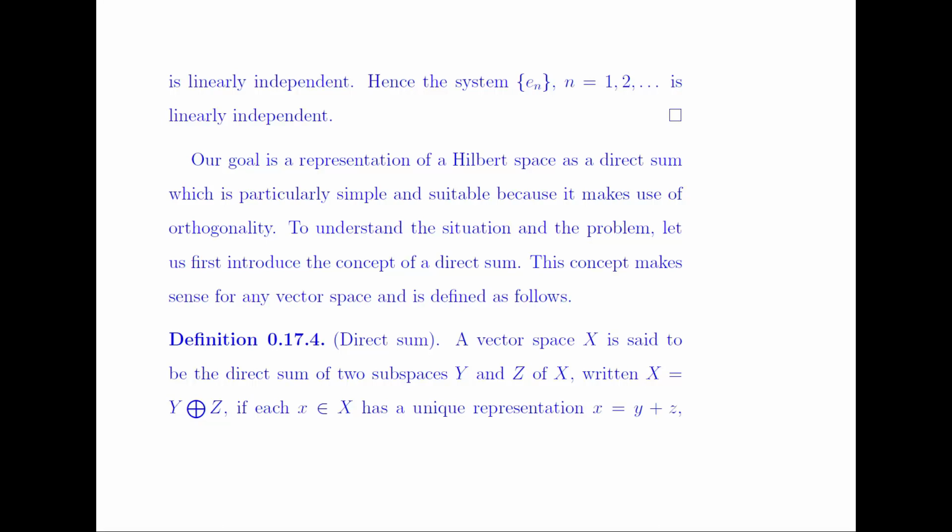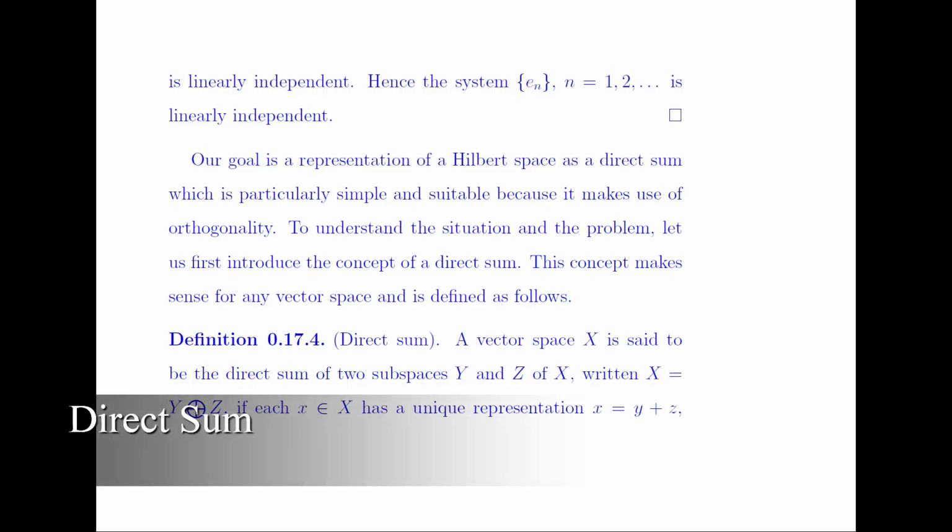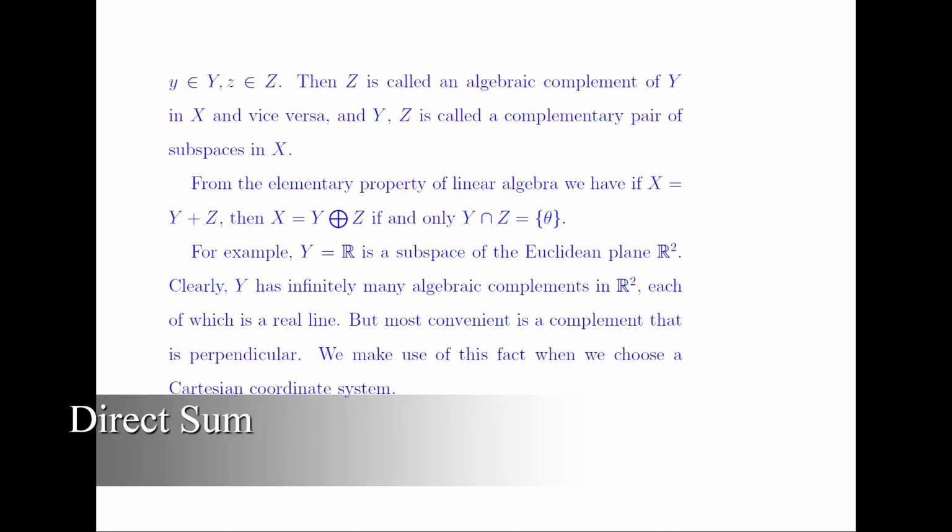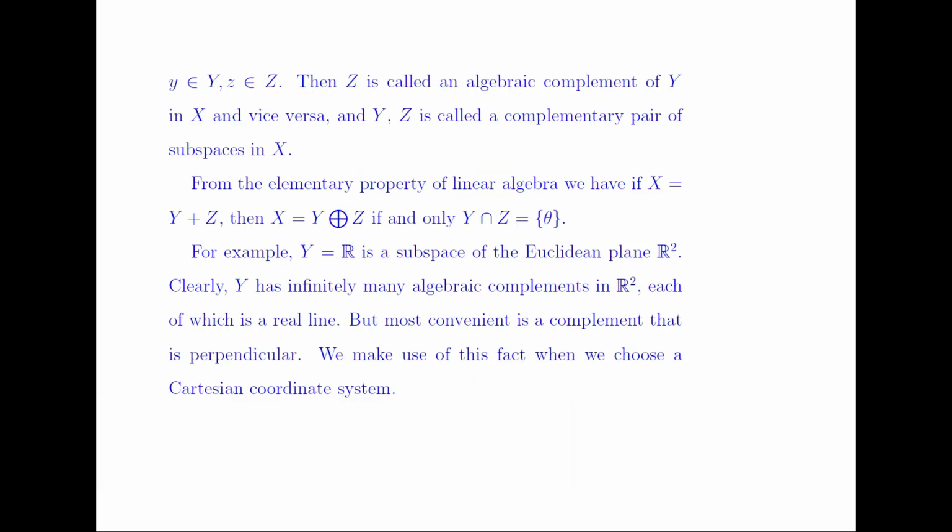A vector space X is said to be a direct sum of two subspaces Y and Z of X, written X = Y ⊕ Z, if each x belonging to X has a unique representation x = y + z, where y belongs to Y and z belongs to Z. Then Z is called an algebraic complement of Y in X and vice versa. Y and Z are called a complementary pair of subspaces in X.